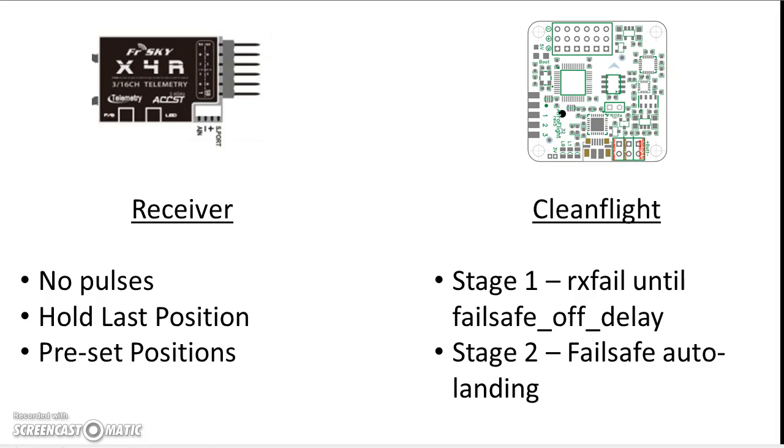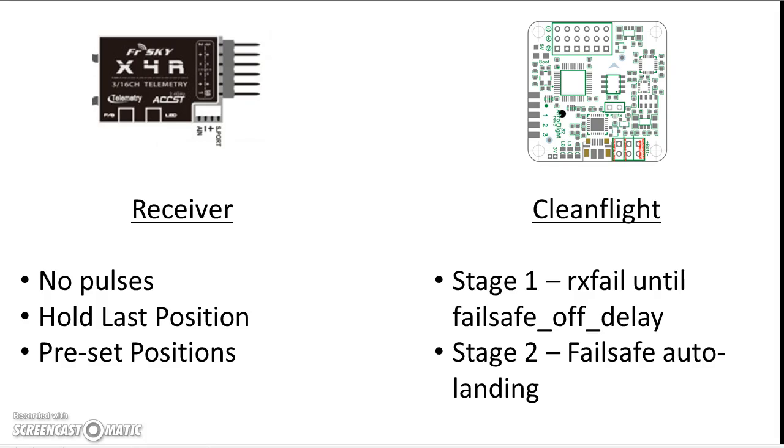Failsafe refers to what the copter or plane is going to do when it loses signal from the transmitter. And it's very important because no matter how good your radio protocol is, you can't guarantee that you're never going to lose signal, and you want the plane or copter to do the optimal thing for that scenario.